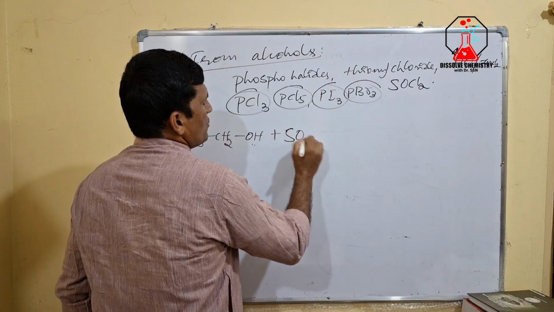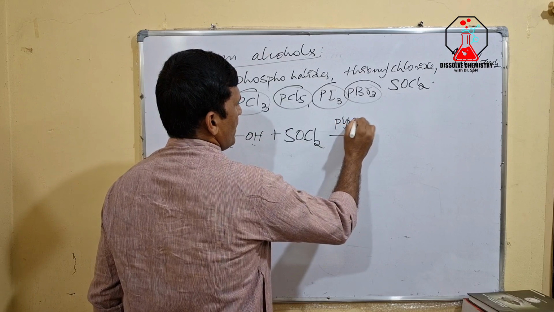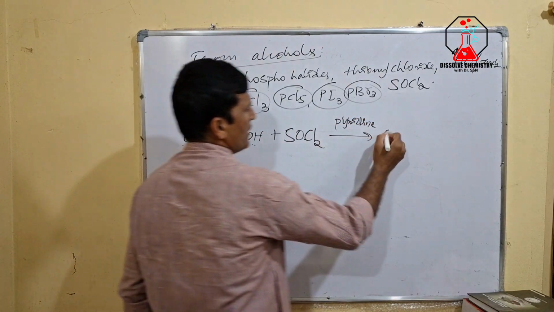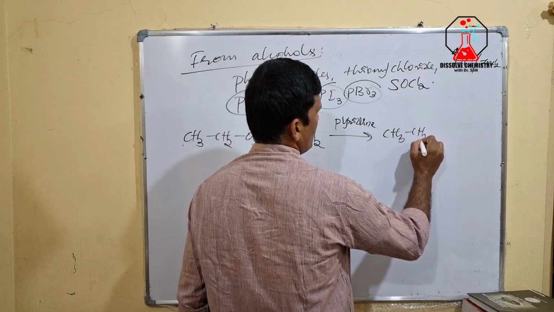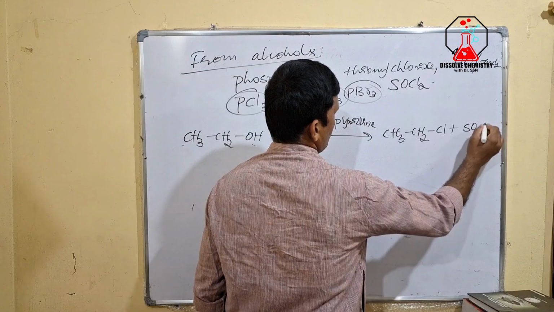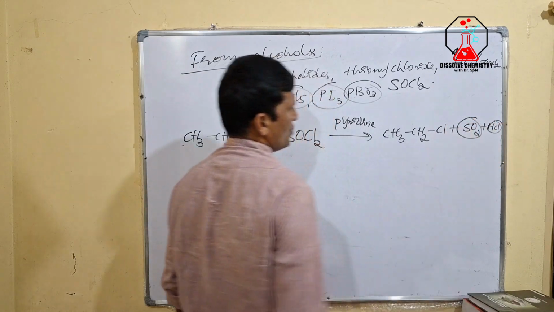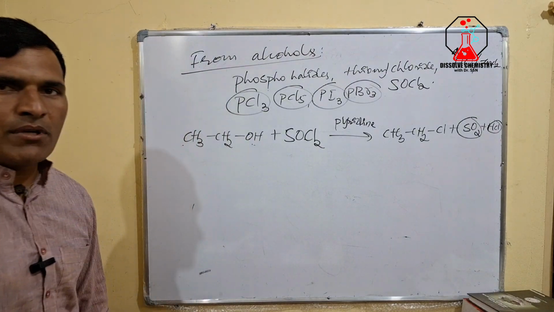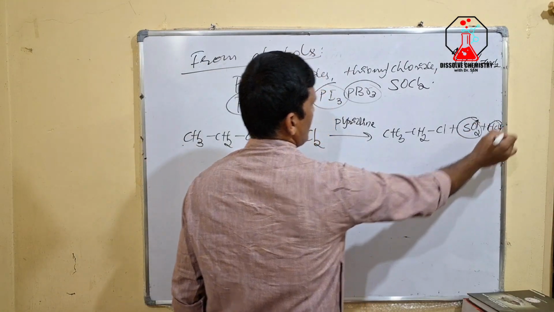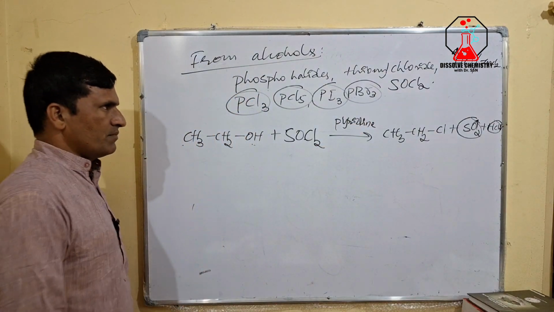Suppose you are using thionyl chloride, it is done in presence of the catalyst pyridine. Then the reaction will occur, and you will be getting CH3CH2Cl plus SO2 plus HCl. One thing is that HCl and SO2 both are volatile compounds, and they escape out, and you will be getting the product. Make note of this. Questions will be raised on this particular aspect also.